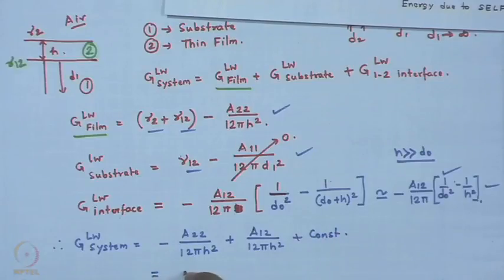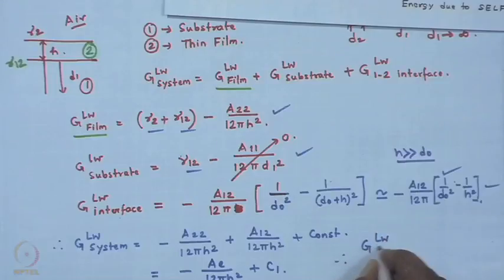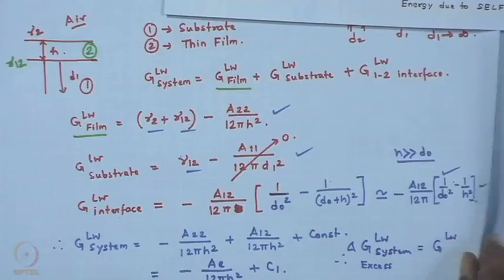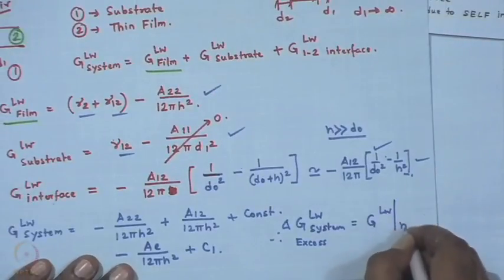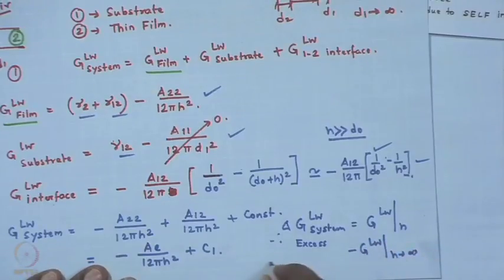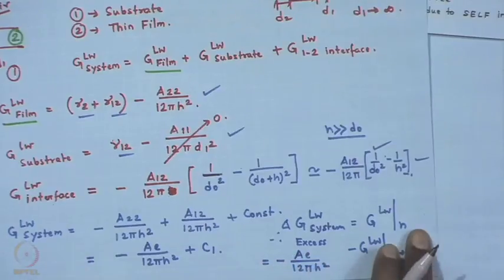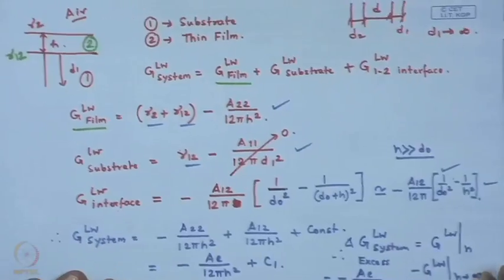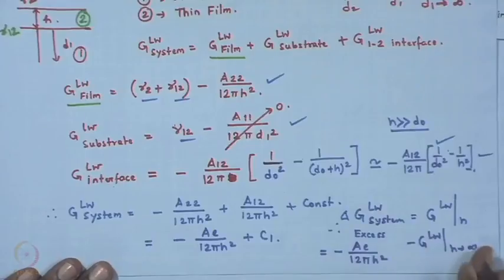So, this one is minus A divided by 12 pi h square plus C1. Therefore, GLW of the system, the excess, is GLW at h minus GLW at h tending to infinity. Therefore, if you do the subtraction, you get minus A divided by 12 pi h square, because if you do the subtraction from here to here, the constants cancel out.